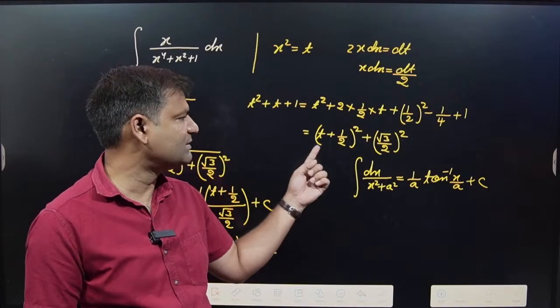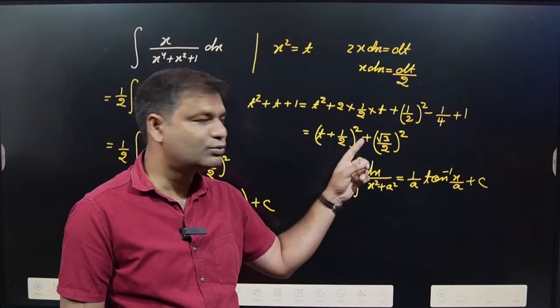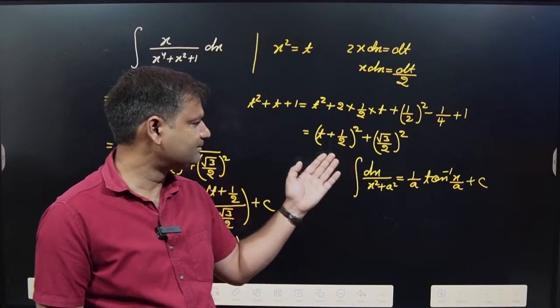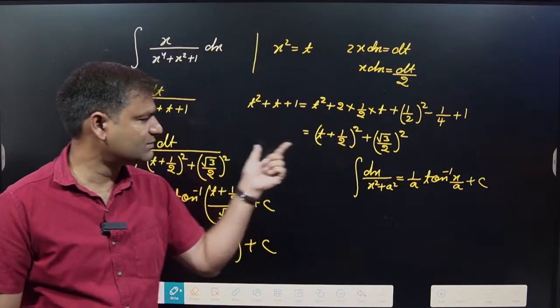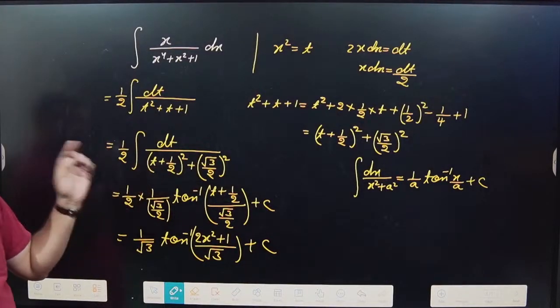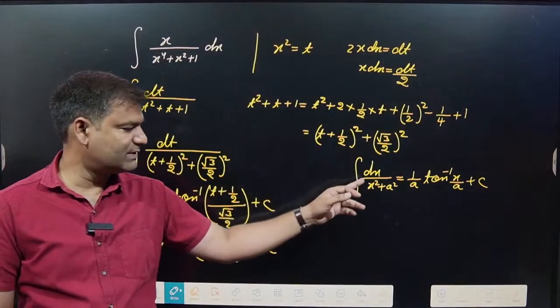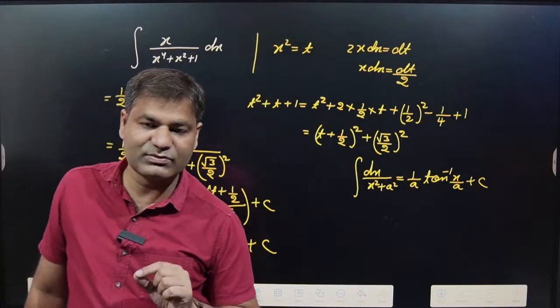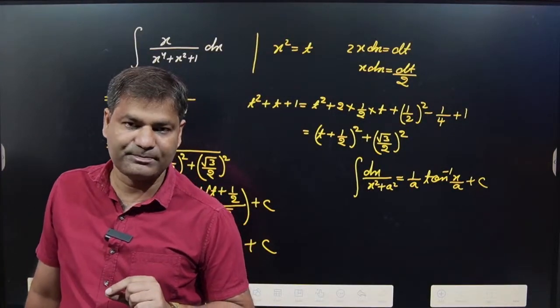After that we got how much? T plus half to the whole square plus root 3 by 2 to the whole square. Now I know that this one is replaced by that one, so it is written here. Next target: integration of dx divided by x square plus a square is written as 1 by a into tan inverse x upon a.